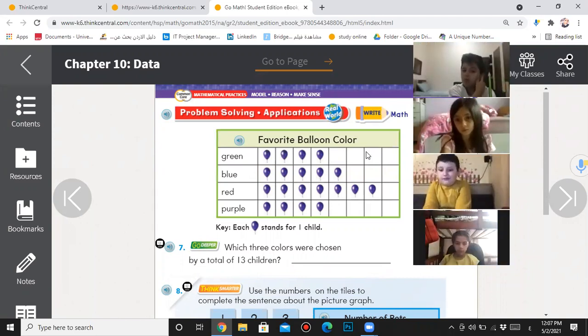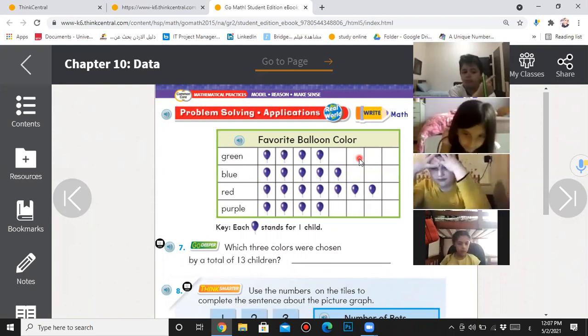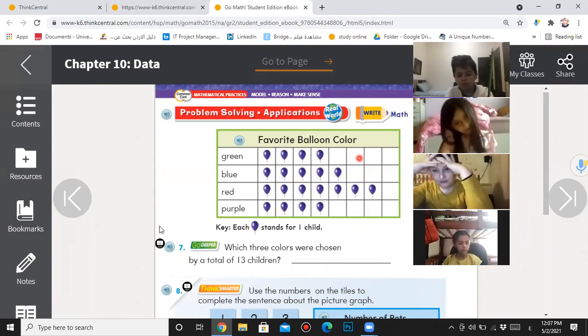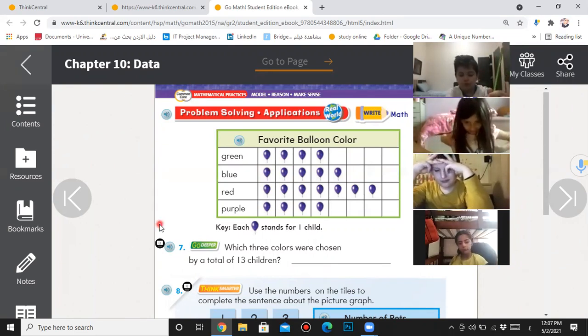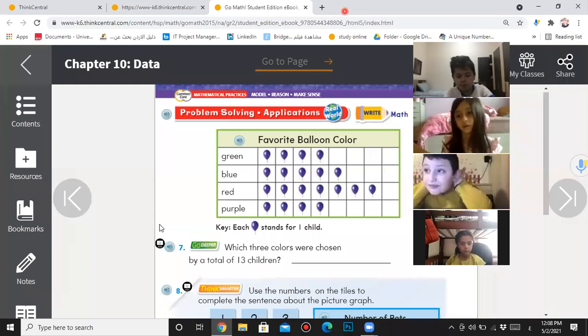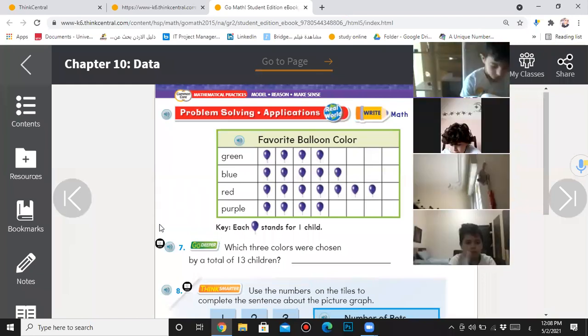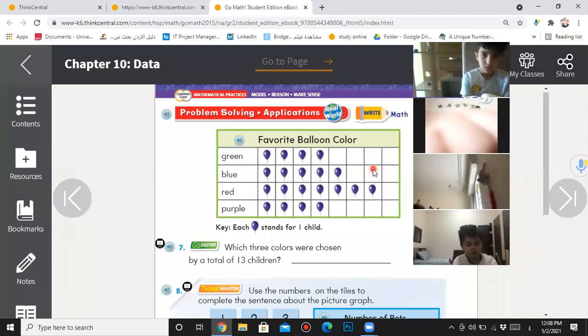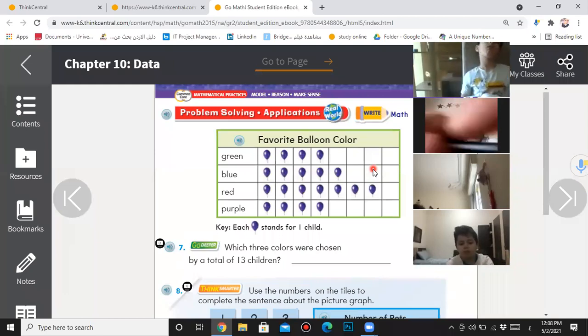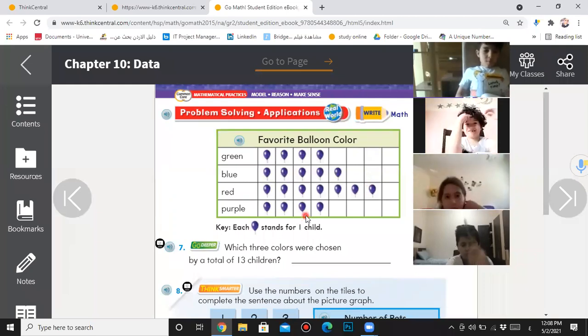So Batul, can you see this picture graph? We have balloons. Favorite balloon color. Okay, for example. Yes, teacher. Okay, back to Ahmed. Yalla, Ahmed. We have this picture graph. We have balloons, okay? Like green, blue, red, purple.